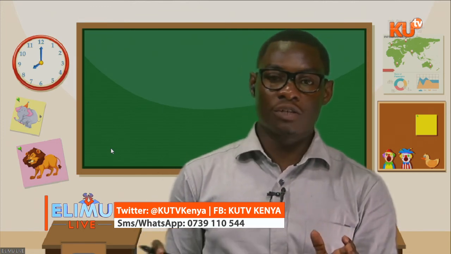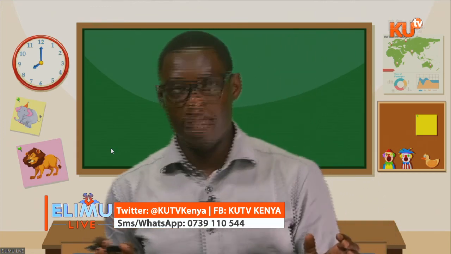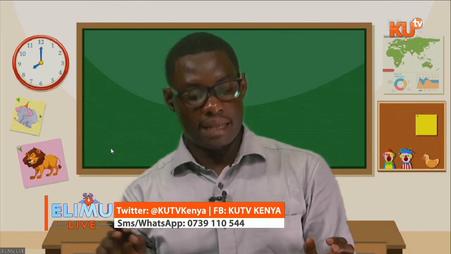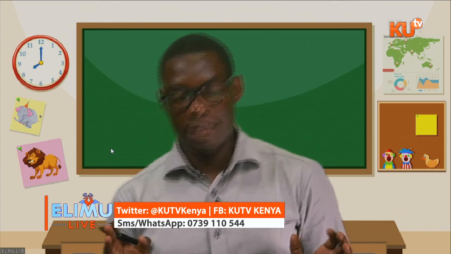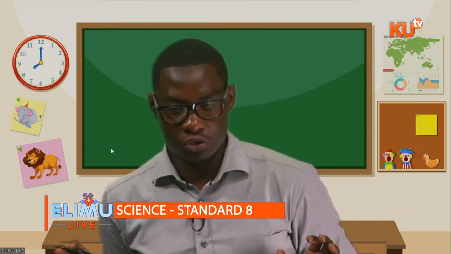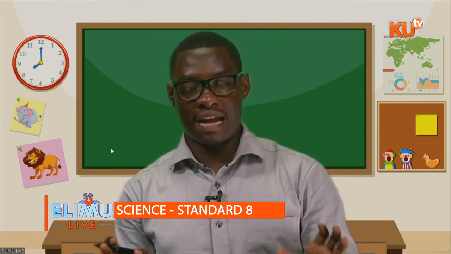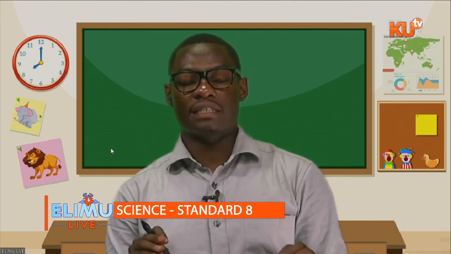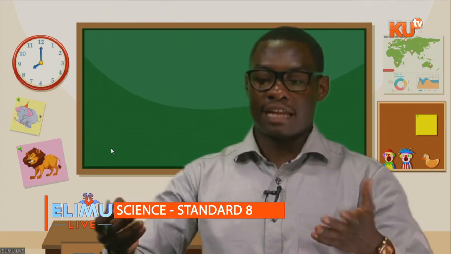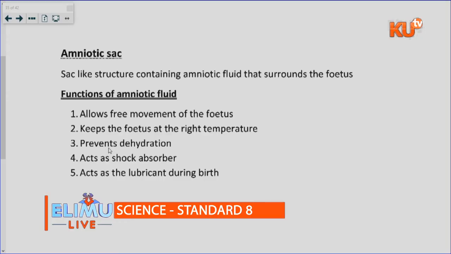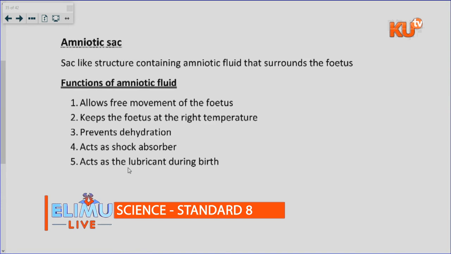It allows free movement of the fetus. The fetus is able to turn. It prevents dehydration, and dehydration is the drying up. It also acts as a shock absorber, and it acts as a lubricant during the process of giving birth. The process of giving birth is called parturition. So those are the functions of the amniotic fluid.